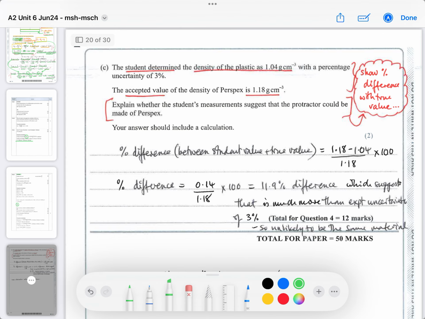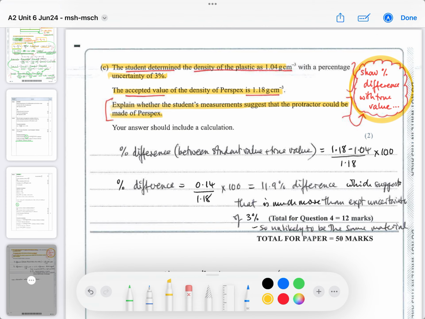And then the final part of the question and the final part of the paper, unfortunately I had one page of question 2 missing. The student determined the density of the plastic as 1.04 grams per centimeter cubed with a percentage uncertainty of 3%. Okay, the accepted value of the density is 1.18 for perspex. So if you show the difference between the true value or the accepted value and the student's value, you can see whether the 3% covers it or not. That's basically what I'm doing. So explain whether the student's measurements suggest that the protractor would be made of perspex.